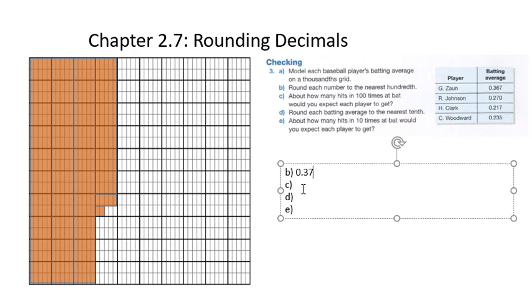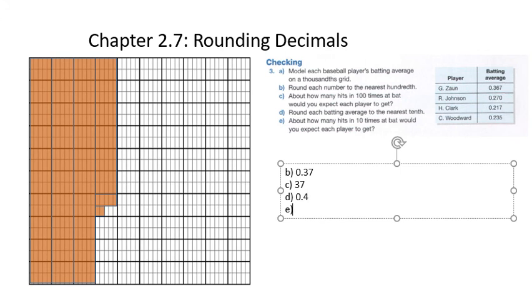C. About how many hits in 100 at-bats would you expect each player to get? Now, because it's 37 out of 100, or 37 hundredths, we would expect approximately 37 hits. For D, round each batting average to the nearest tenth. So for Zahn, if we round it to the nearest whole column, because that's 1/10, we would expect it to be about 0.4, and we've just rounded that to the nearest tenth.